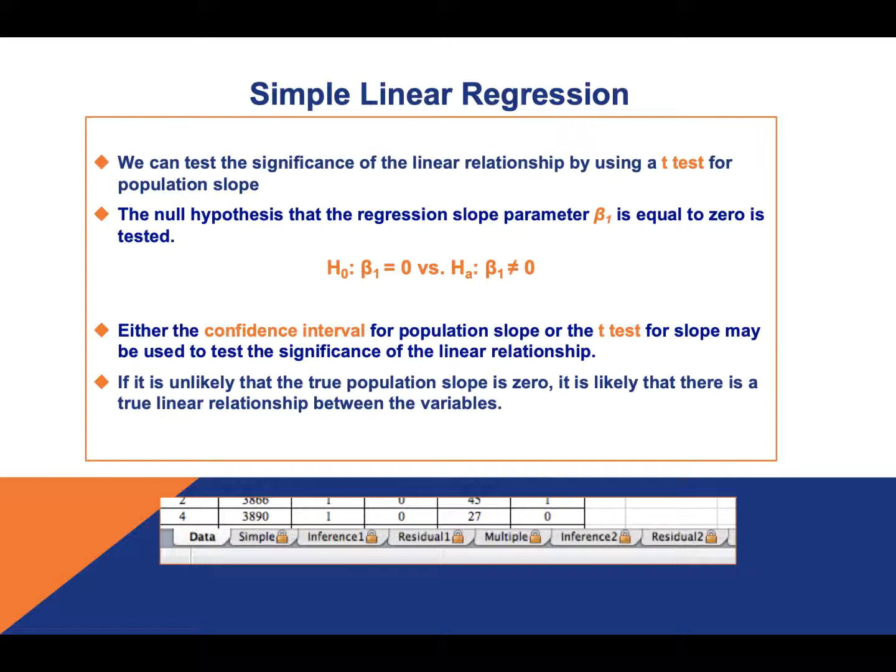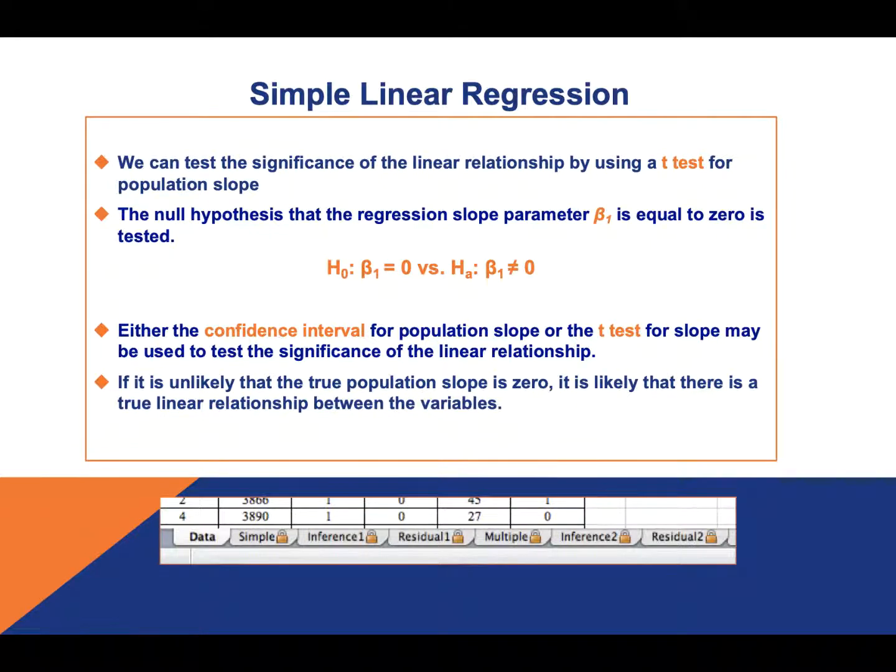If the slope is not equal to 0, there's some slope, or in other words, some true linear relationship between these two variables. So either the confidence interval for population slope or the t-test for slope may be used to test the significance of the linear relationship. In either case, we're trying to determine that the population slope is probably not 0, and therefore a true linear relationship exists.